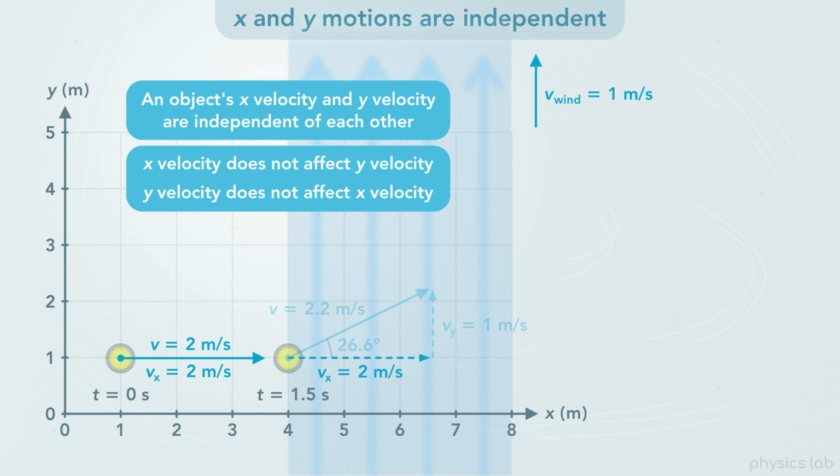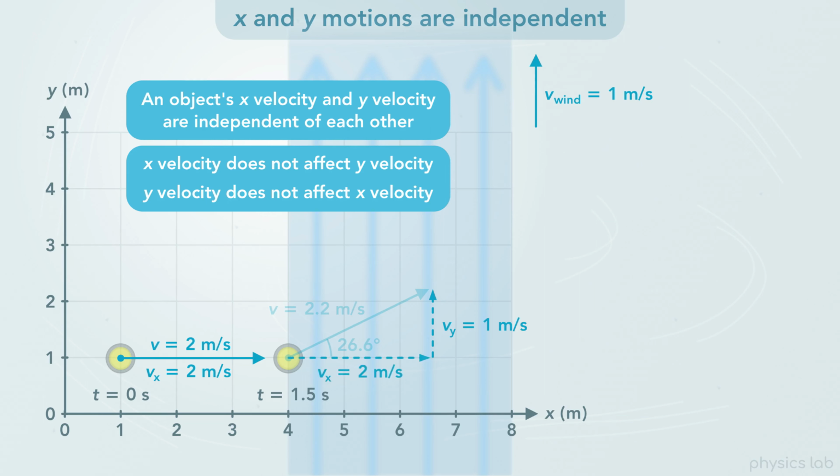The x velocity is 2 meters per second to the right the entire time. The wind does not change the stone's x velocity because the wind doesn't push the stone in the x direction. The x motion and y motion are independent, so the change in the y velocity has no effect on the x velocity. The y velocity changes because the wind pushes the stone in the y direction. But the y velocity has nothing to do with the fact that the stone is moving to the right. The x motion does not affect the y motion.